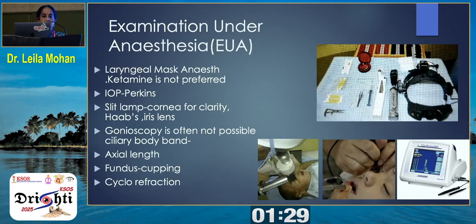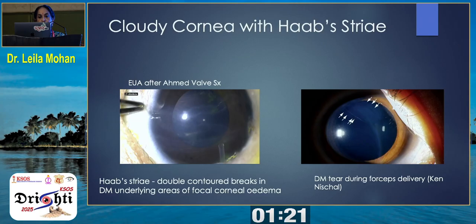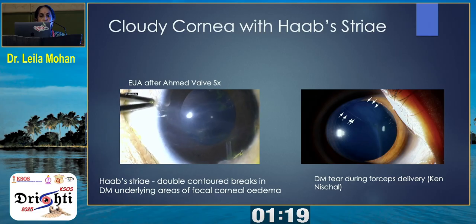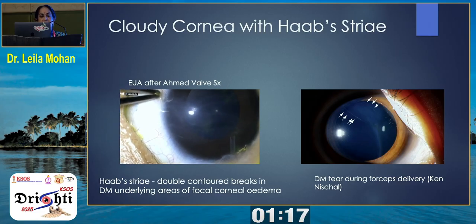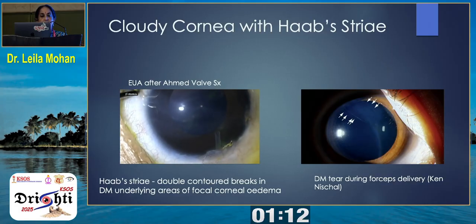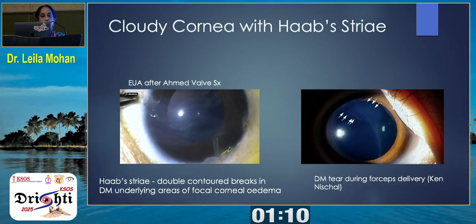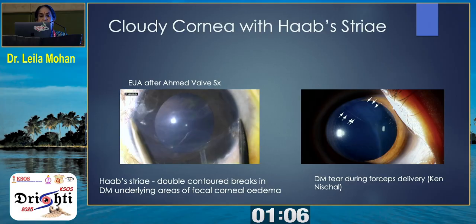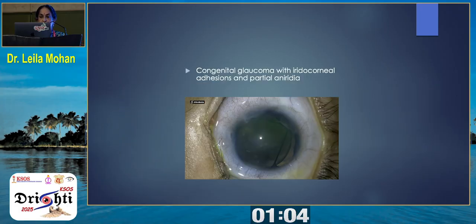IOP is better checked with Perkins. Slit lamp, gonioscopy, axial length, fundus for cupping, all these have to be checked, and a cycloplegic refraction definitely. Cloudy cornea with Haab's striae, this is a child with a tube already there for EUA. You can see the double contoured breaks in Descemet's membrane. The picture on the right side is a tear during birth due to force of delivery.